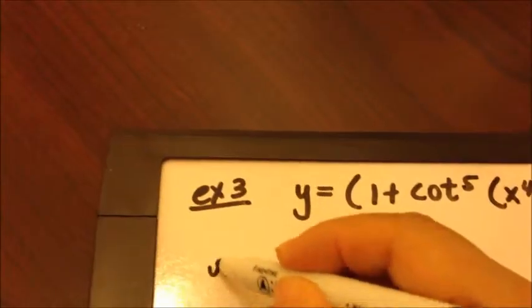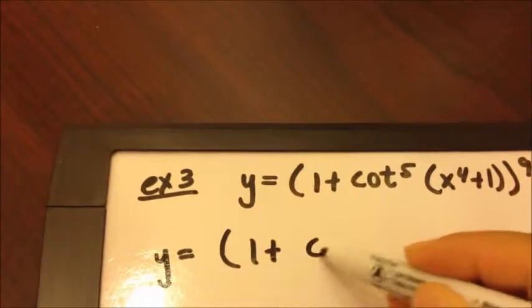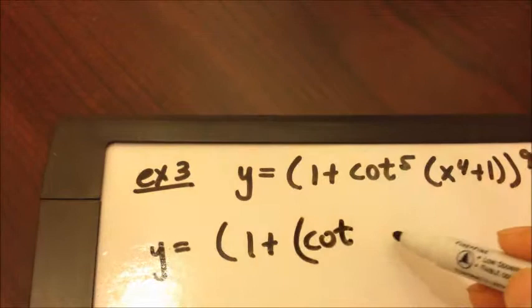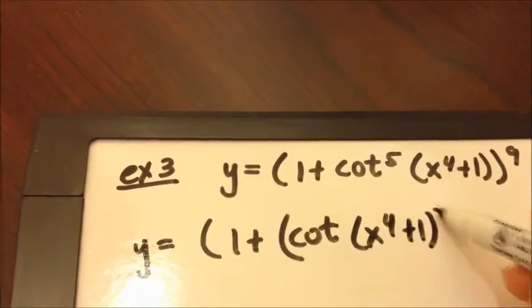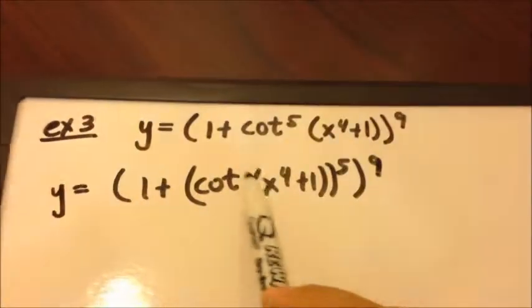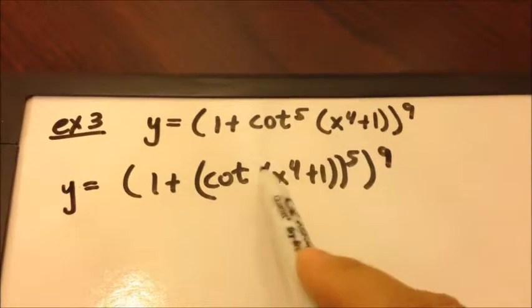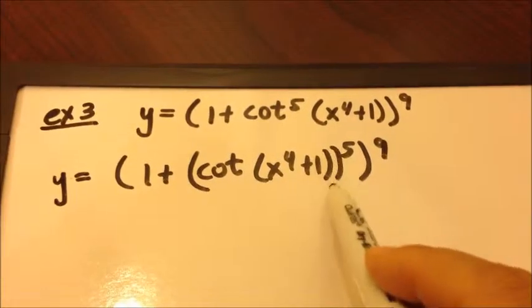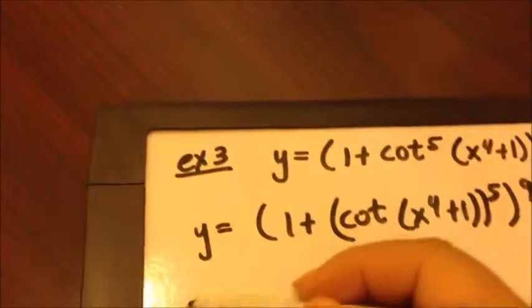So I then have y equals 1 plus cotangent. I'm going to put that on the outside right there. X to the 4th plus 1 parentheses to the 5th, parentheses to the 9th, like that. So in pre-calculus we learned that if you have an exponent inside right there, you can always put a parentheses right there, right, and take it out to the 5th power right there. Okay? So now using this, we're going to go ahead and take the derivative.